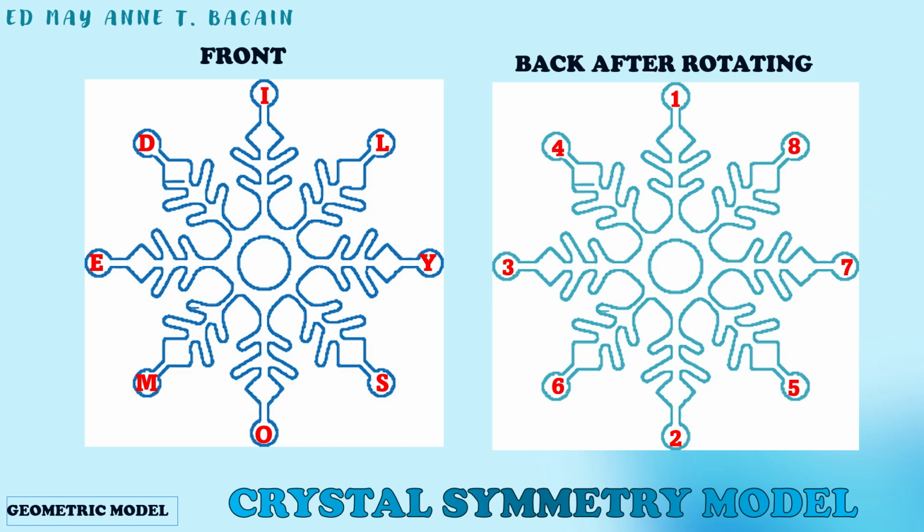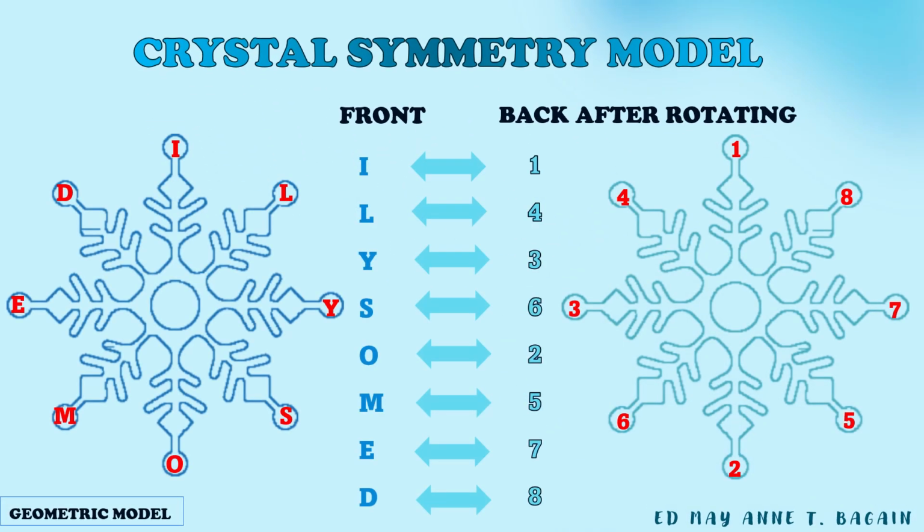Okay, so now we will be looking at the symmetry of my Crystal Symmetry model. We have the front and we have the back. I is symmetric to 1, L is symmetric to 4, Y is symmetric to 3, S symmetric to 6, O is symmetric to 2, M is symmetric to 5, E is symmetric to 7, and D is symmetric to 8.